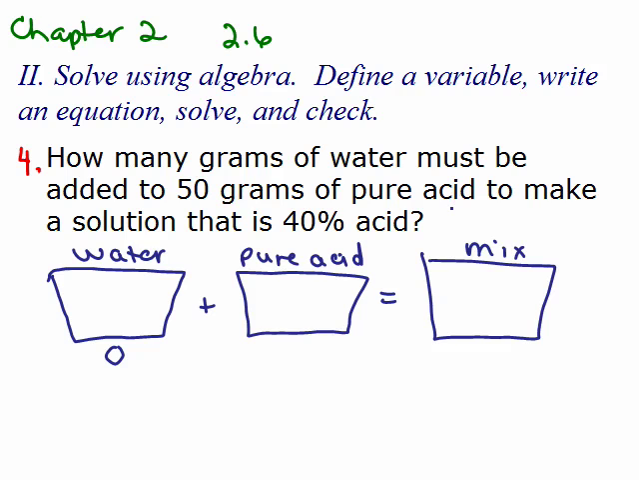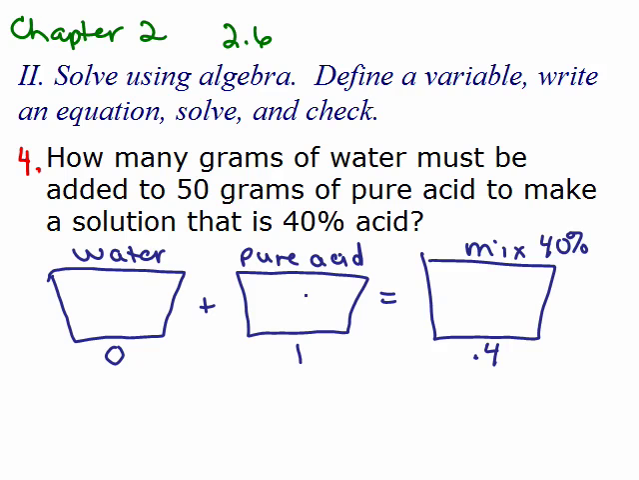Pure acid. What does that mean, pure acid? It means it's completely 100% acid. And how do you write 100%? 1. The entire container is acid. In the mixture, we want to end up with only 40% acid. And how do we write that? 0.4. Now, you can write 0.40, but it's unnecessary. So the mixture has the 40% acid.